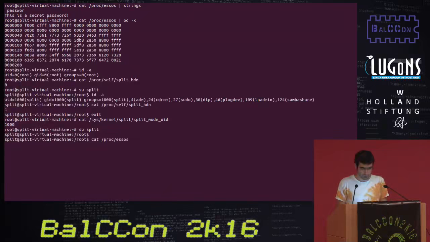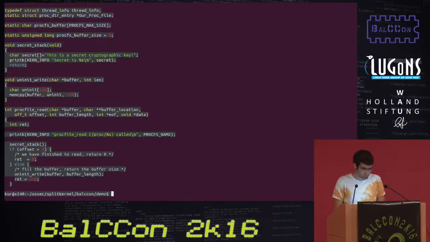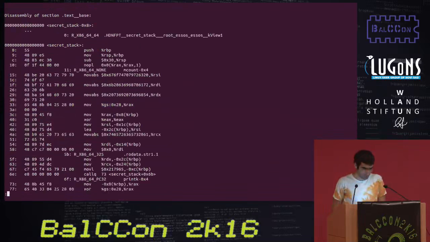and if we try to cat /proc/sos this time, we're hoping not to see anything because our hardening mechanism should kick in, right? So that's exactly what we see. If we look at the dump here, we only have 128 bytes worth of zeros because it was all initialized by our split mode hardening. I'll just show the disassembly to show exactly what we have here.